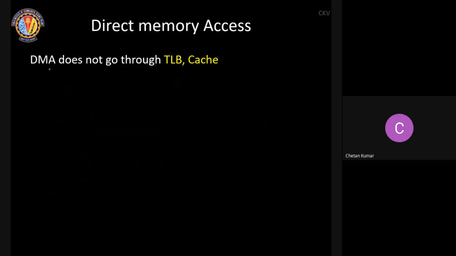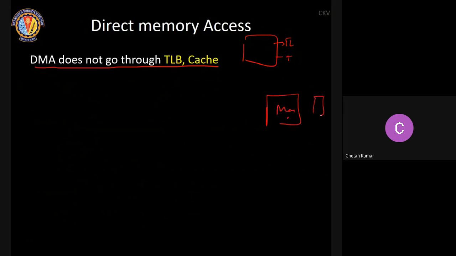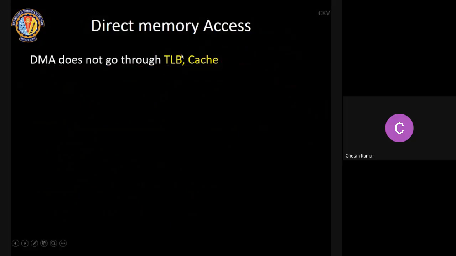Okay. Normally, DMA does not go through the TLB and cache, because the processor, TLB and cache are typically on the same die, and your main memory is something which is separate. So whenever communication between IO and memory happens, it has to happen independently with the help of a DMA controller. But what is the advantage if it does not interact with TLB and cache? Can you tell me what kind of problem might arise? Any idea? What kind of problem might arise if DMA does not go through the TLB and cache?